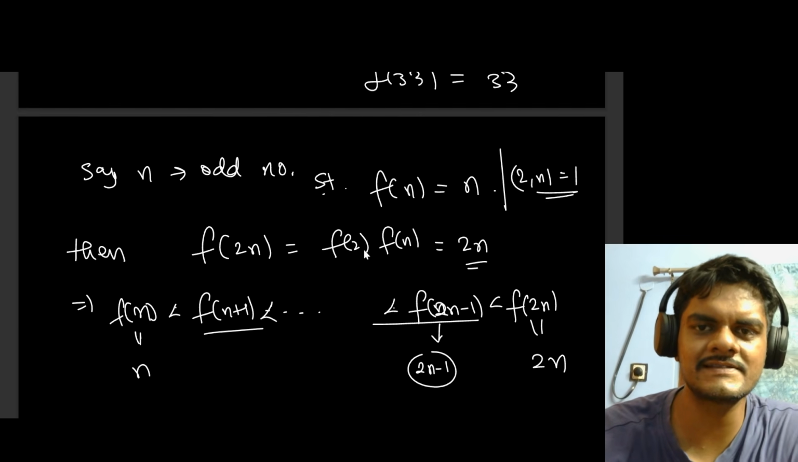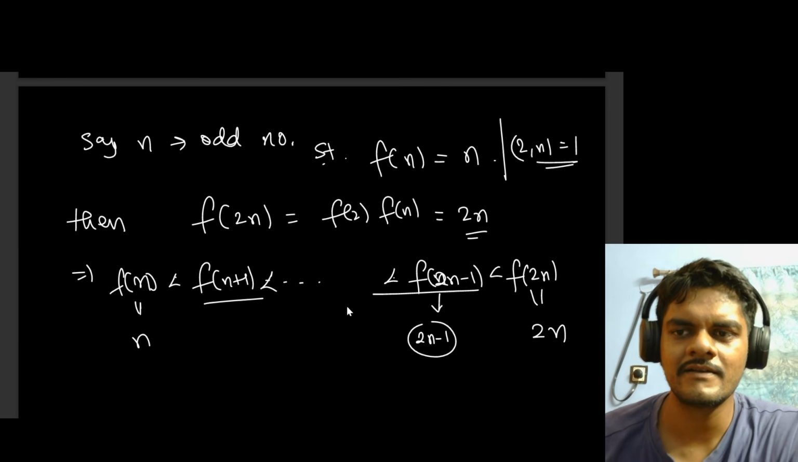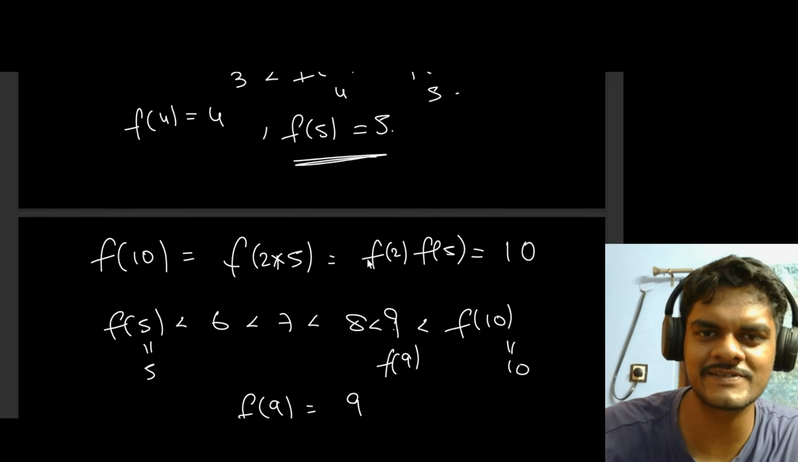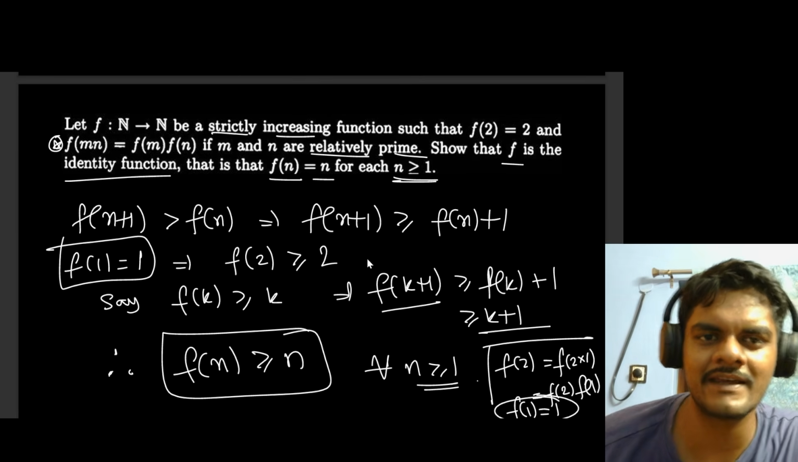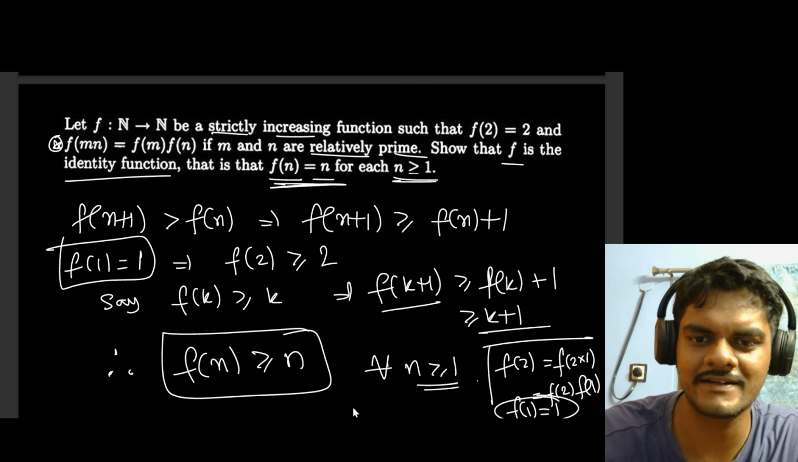So by this inductively, we can keep on going with these values. I hope you see that this forces our function to be an identity function. So I hope that was clear.